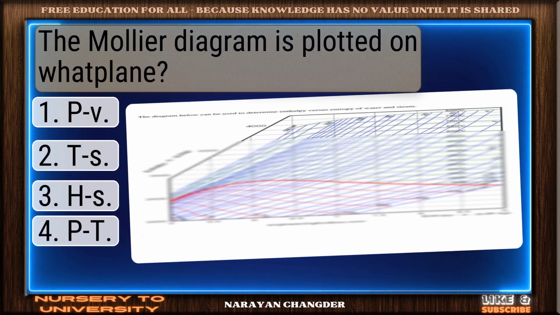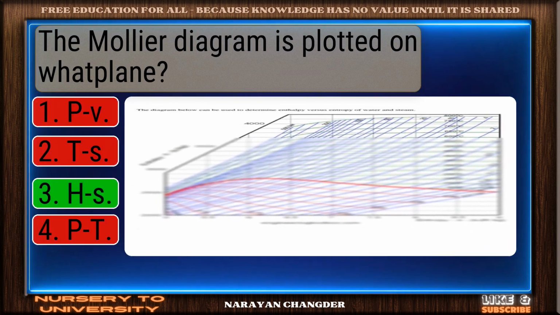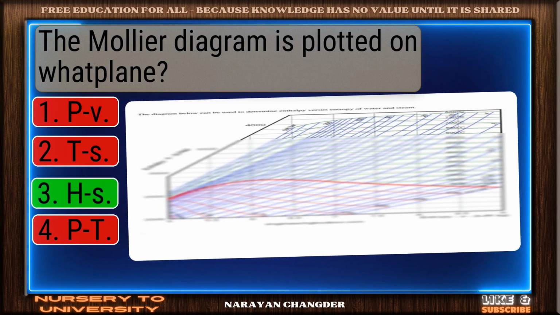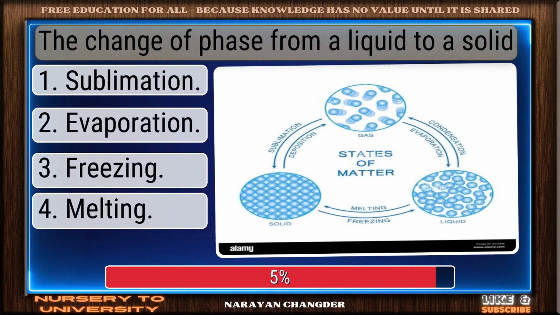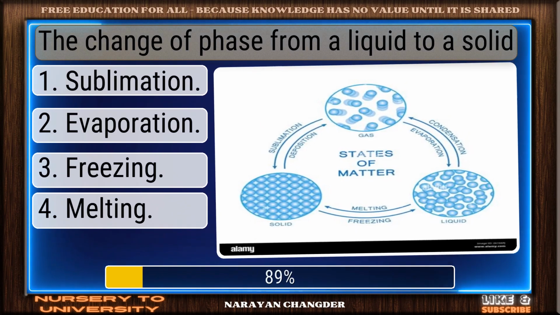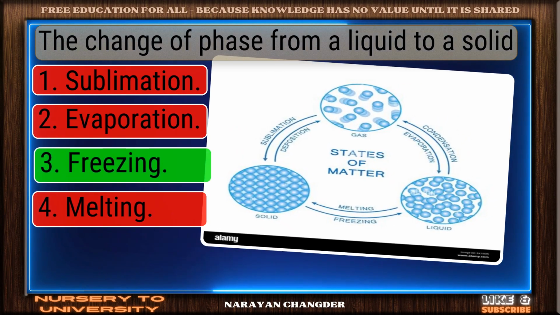The Mollier diagram is plotted on what plane? You're right. h-s is the correct answer. The change of phase from a liquid to a solid. Smart move. Freezing is an accurate answer.